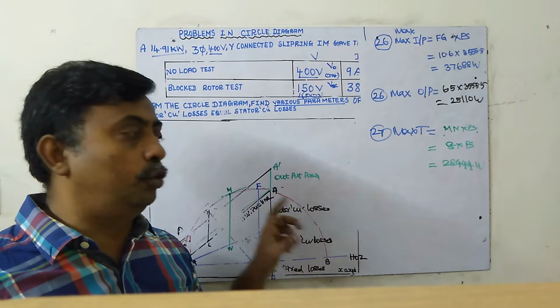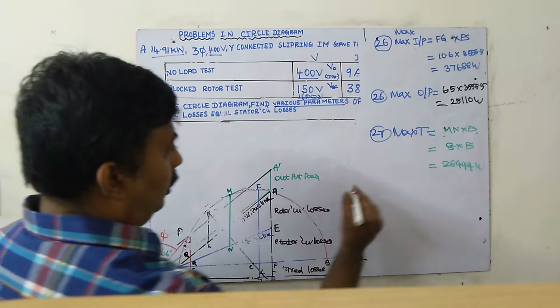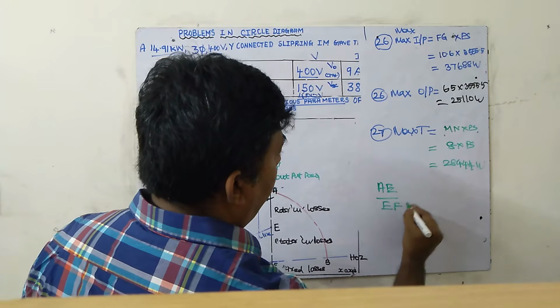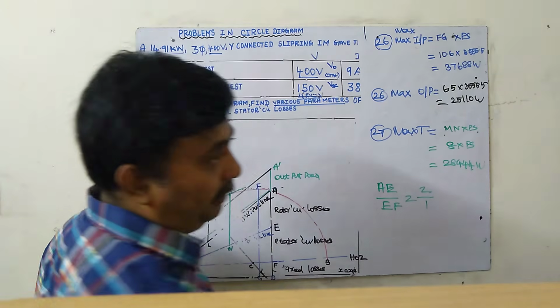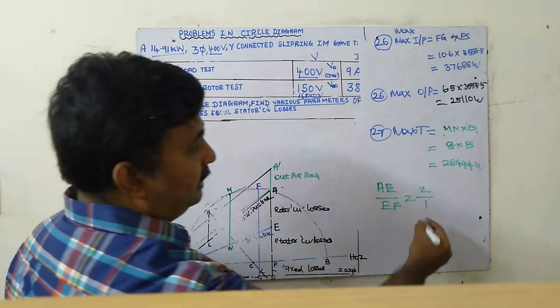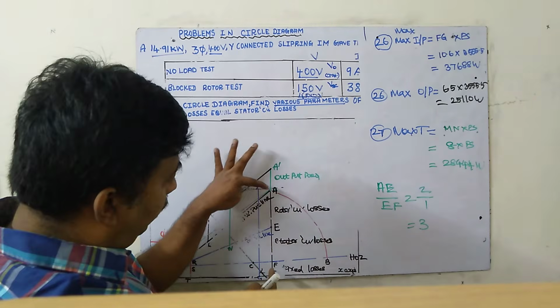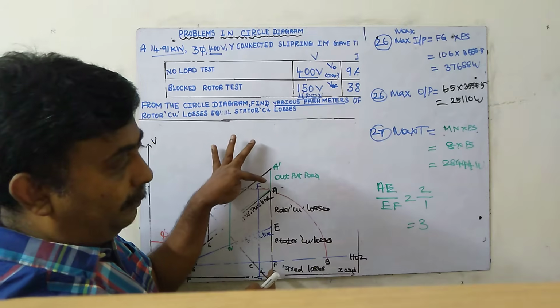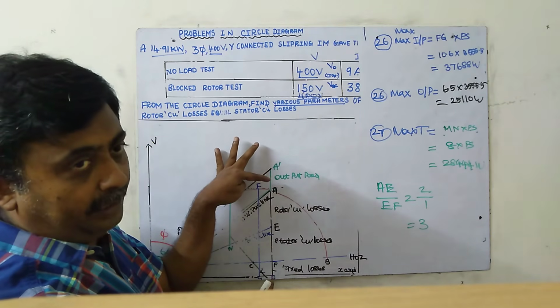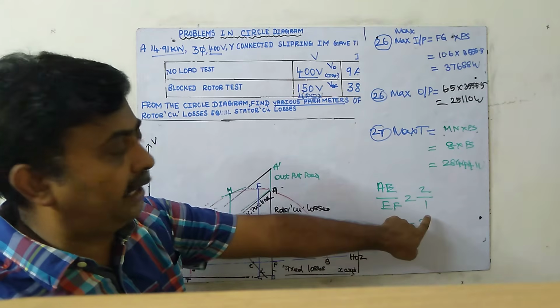Sometimes they will ask for the rotor copper loss, AE by EF, in a ratio such as 2 times and 1 time. 2 times 1 means the total is 3 times. Then we have to measure AF in centimeters. Suppose I get AF as 12 centimeters. What is the 1 time? It will be 4 centimeters.